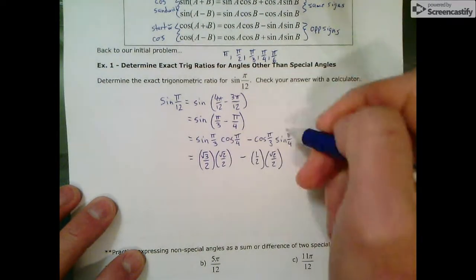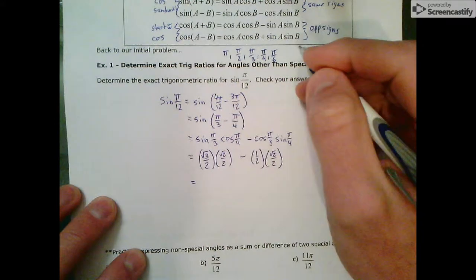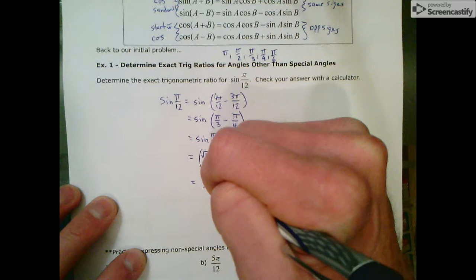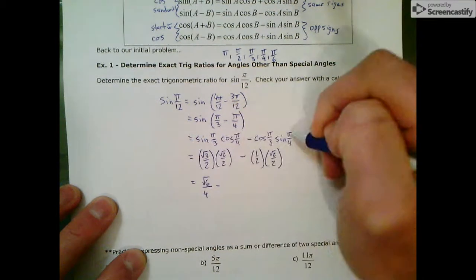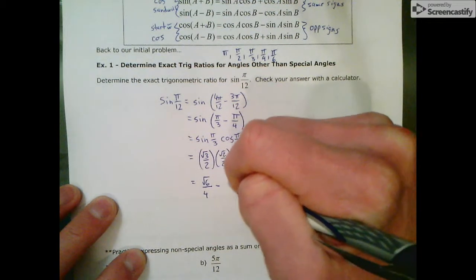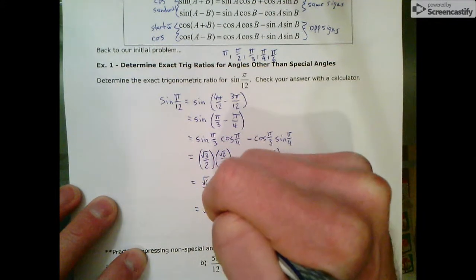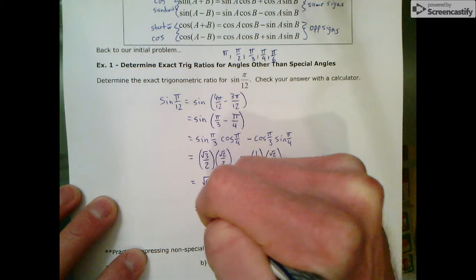So there's all of our exact values. Multiply them together, do the subtraction, and Bob's your uncle, Fanny's your aunt. So root 3 times root 2 is root 6. 2 times 2 is 4. Subtract root 2 over 4. And this is root 6 minus root 2, all over 4.